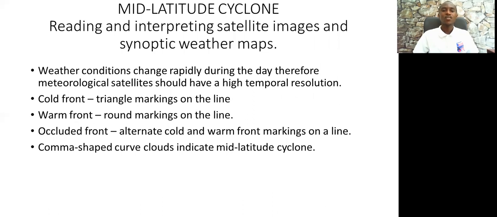Now, how do you read the synoptic weather maps? Remember what we said, you must identify the signs of the cold front and the signs of the warm front. The cold front has triangular signs, and the warm front has round markings on the warm front line. Then the occluded front has alternating cold and warm front markings on the line. Then comma-shaped curves indicate mid-latitude cyclones, okay? So when you see comma-shaped cloud curves, it indicates mid-latitude cyclones, okay?